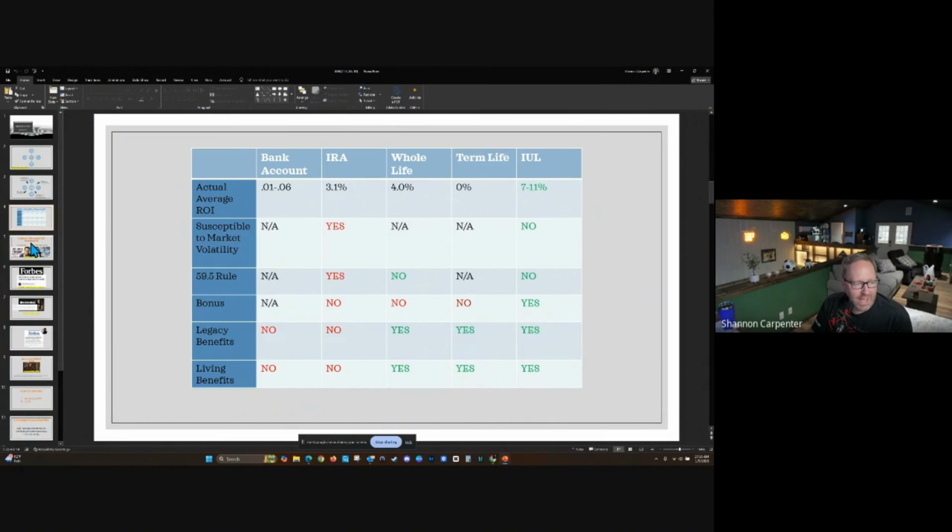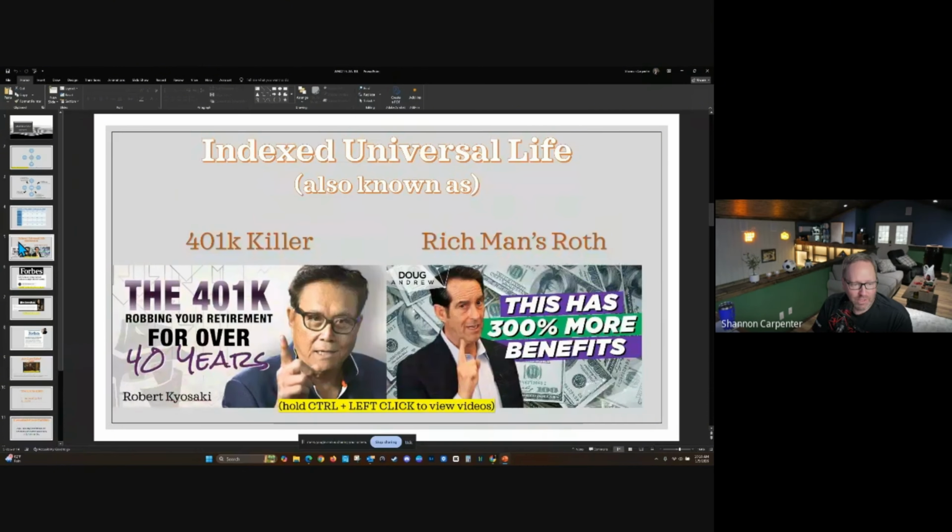So I have this, what we're looking at right now, this file is on the Alpha Team Financial Facebook page. It's a private Facebook page for agents. You can go and you can download this and you can actually click and watch these. So I made these clickable. You have to hold down Control and left click each of these.